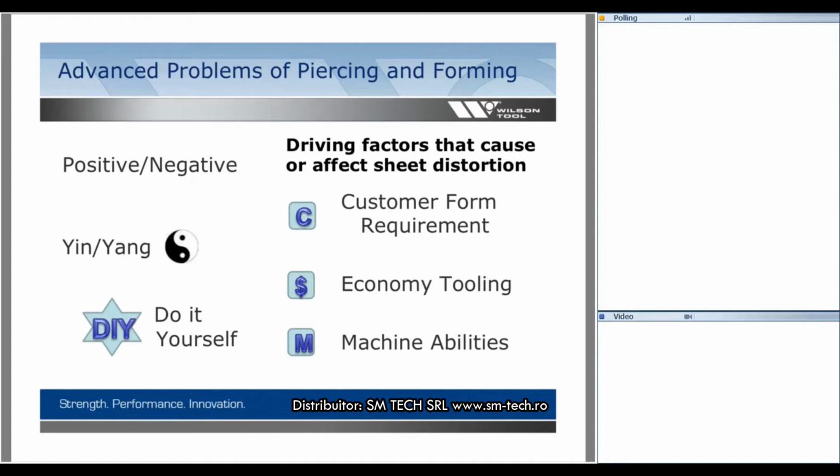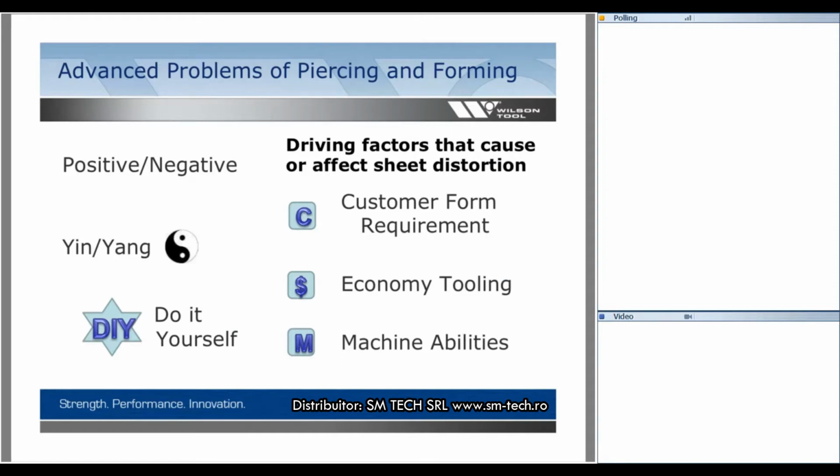Sometimes we're buying tooling just for prototyping, or our budget isn't as strong as we'd like, so we buy different tool designs. We call it economy tooling. That might come into play. So to resolve the distortion, we might actually have to spend more money.